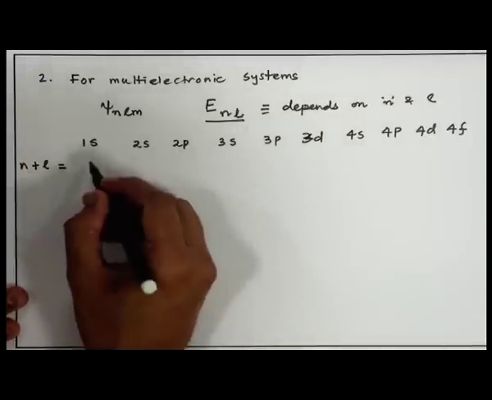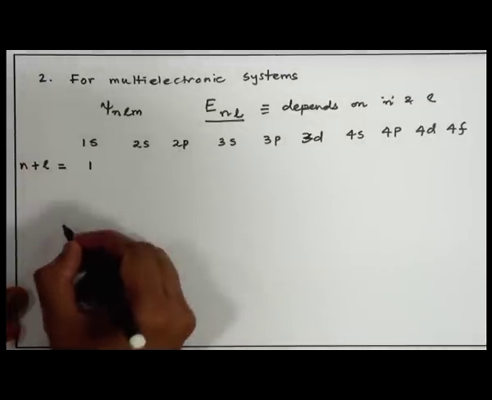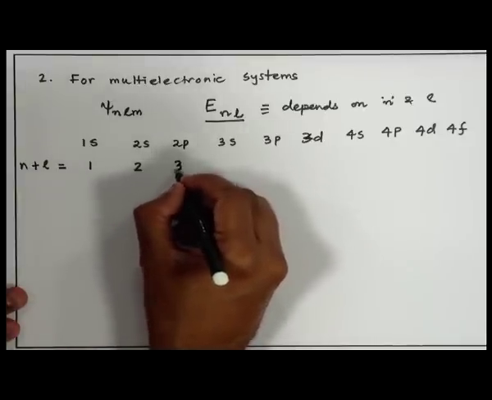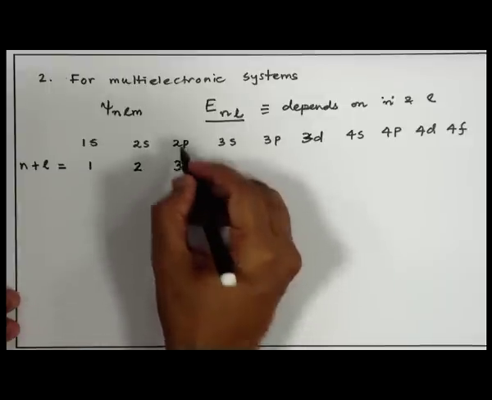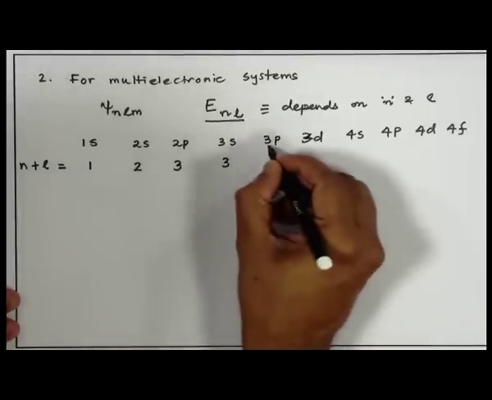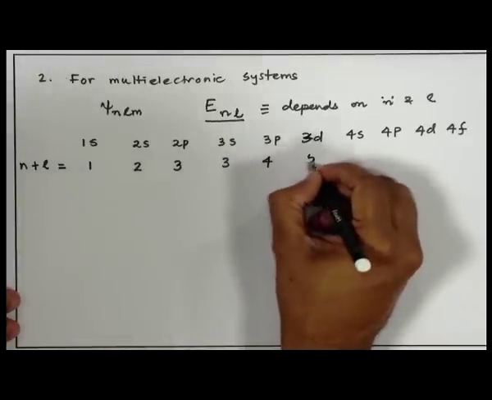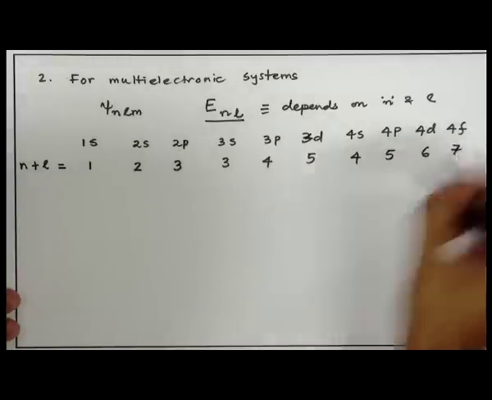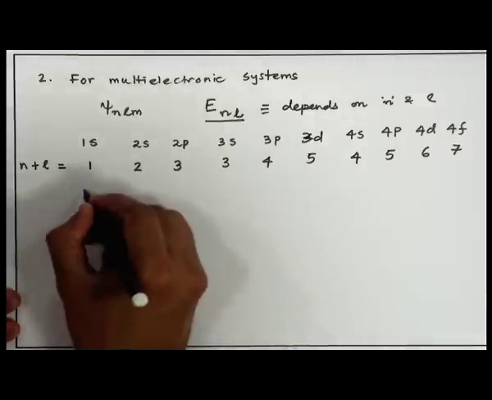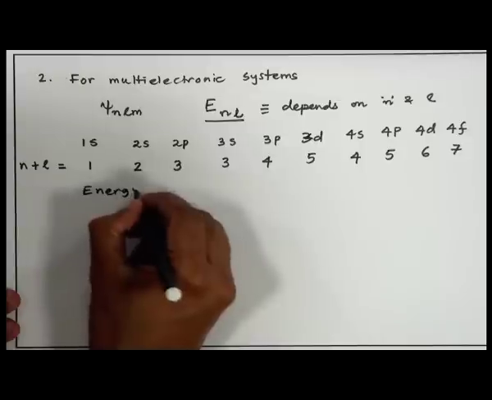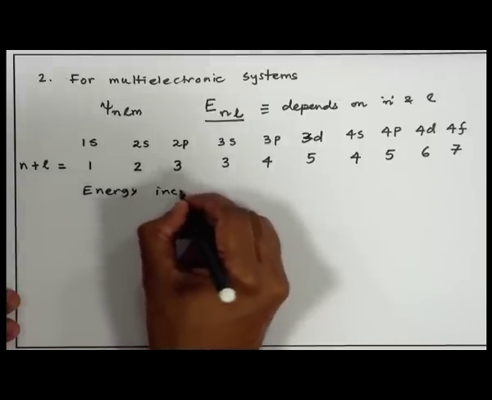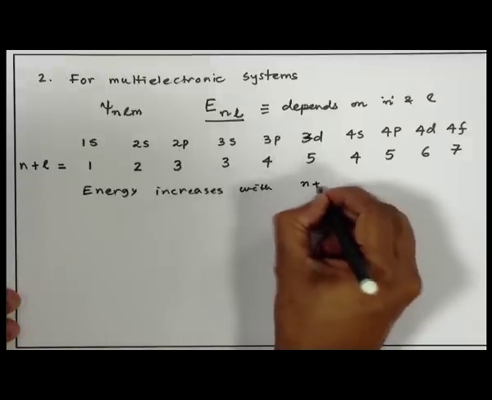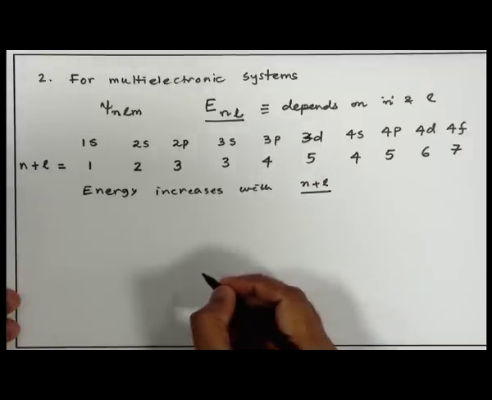For 1s, n is 1, l is 0, so this is 1. For 2s, it is 2. For 2p it is 3, because n is 2 and l is 1. So, this is again 3 for 3s. For 3p it is 4, for 4s it is 4, for 3d it is 5, for 4p it is 5, 4d is 6, 4f is 7. You can do that easily. Now, what we found out is that energy increases with n plus l value, right.